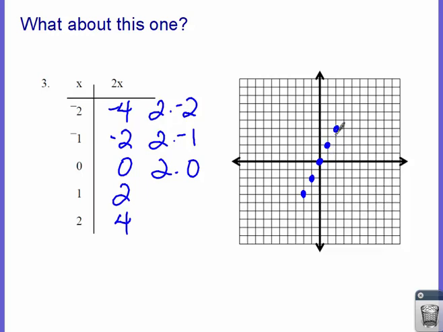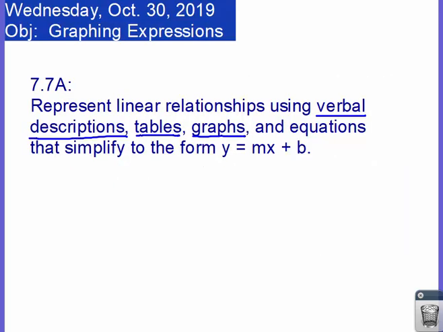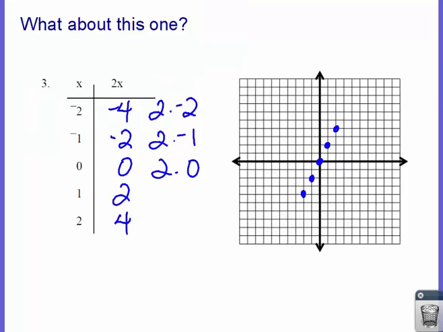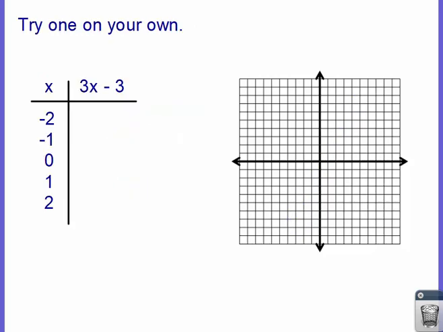And again, it appears that they lie on a line. And the reason why they're lying on a line is because if we look back at our standard, we're representing linear relationships. Linear means line. Okay, so everything we do is going to be in the form of a line today. Okay, so to represent all the points that are on this line, I play connect the dots and add arrows on both ends. And that's what we do. So let's have you try one on your own. Pause the video and evaluate this expression for 3x minus 3 and graph it for me.